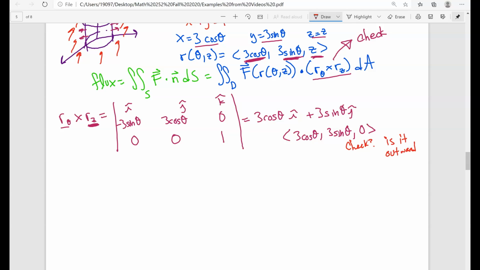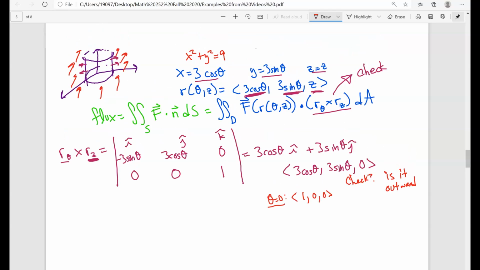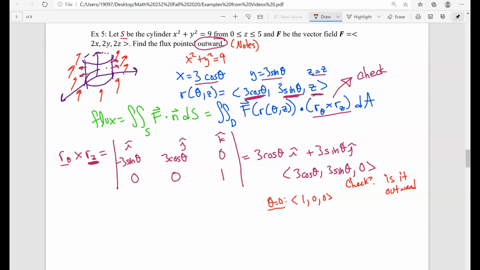Okay, so one way that you can do it is to just plug in maybe, I don't know, 0. If you plug in theta equals 0, you're going to get 1, 0, 0. Notice that it's pointing outward, because 1, 0, 0 is this way. It's pointing in the outward direction. So at theta equals 0, you're going to get an outward point.